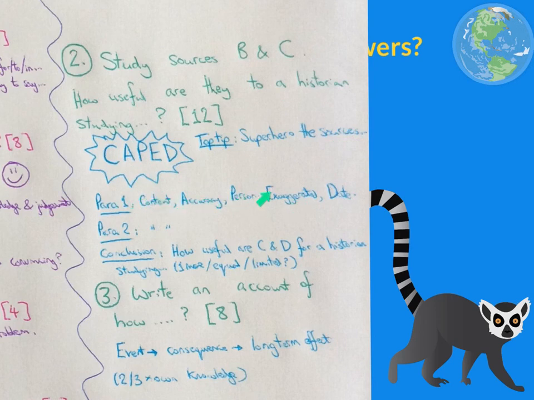If you write about all these things, if you CAPE each source, so paragraph 1, talk about the first source, source B, and content, accuracy. Do they have any reason to lie or exaggerate? How reliable are they? Do that with the second source, and then you're going to do a conclusion. Overall, how useful are C and D for a historian studying this topic? Is one more useful than the other, or are they equally useful? Is one limited, or perhaps both very limited in use, and why? So sort of draw to a conclusion, a couple of sentences. How useful are those 2 sources?